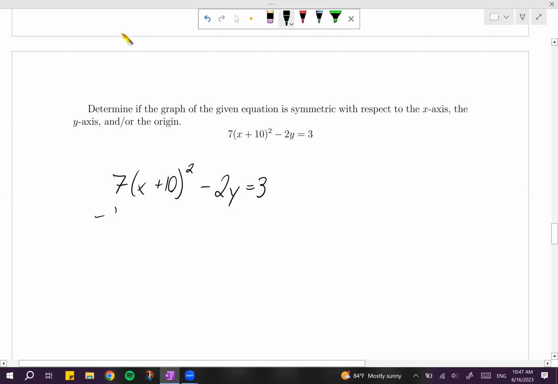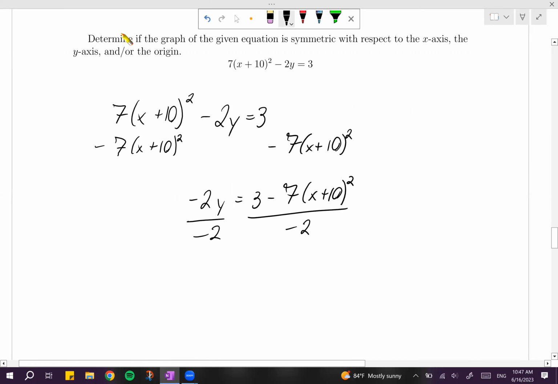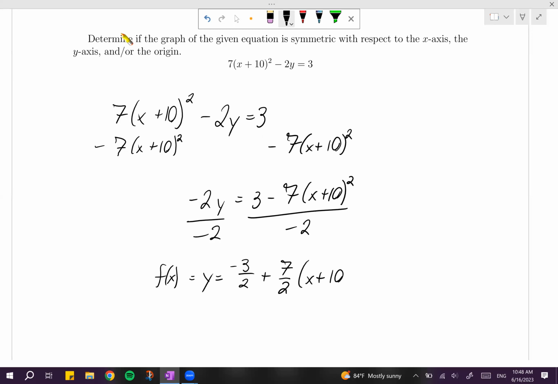Alrighty, I'm going to subtract this whole term over here to the right-hand side. And I'm going to get negative 2y equals 3 minus 7 times x plus 10 squared. Then I'm going to divide by negative 2 on both sides. And I'm going to get y as a function of x is equal to negative 3 over 2 plus 7 over 2 times x plus 10 squared.